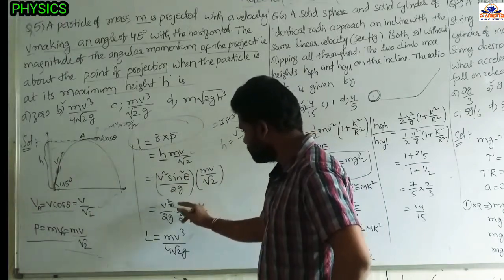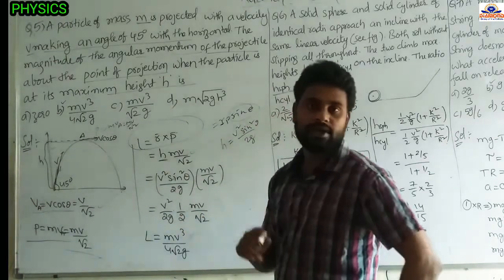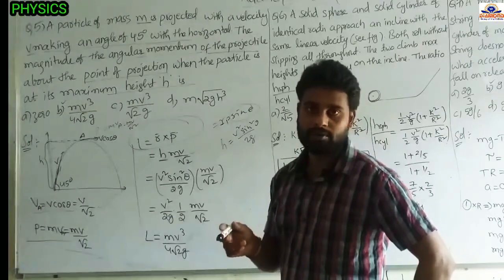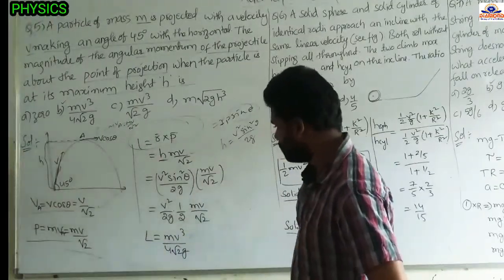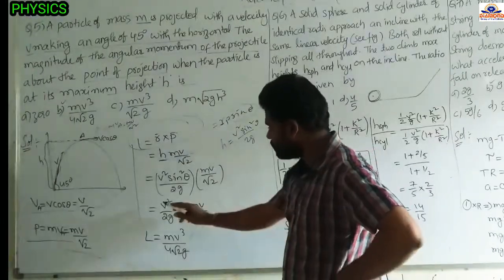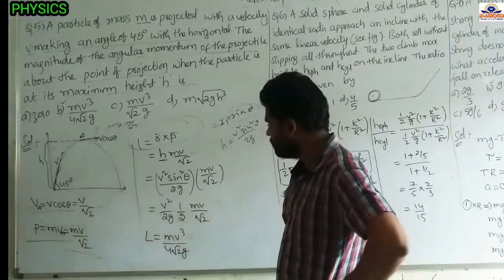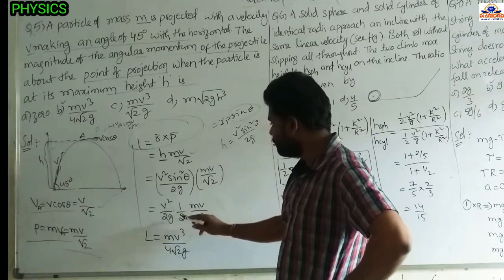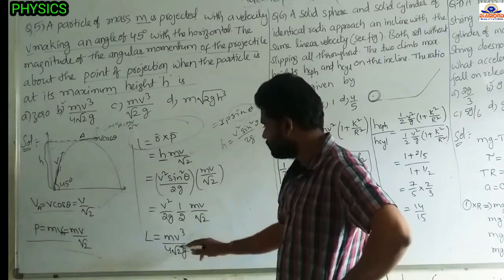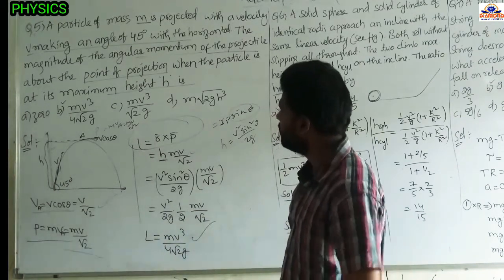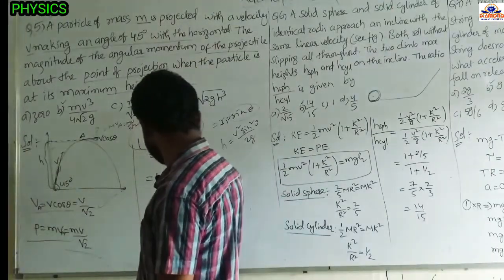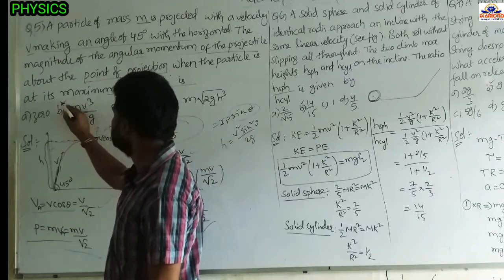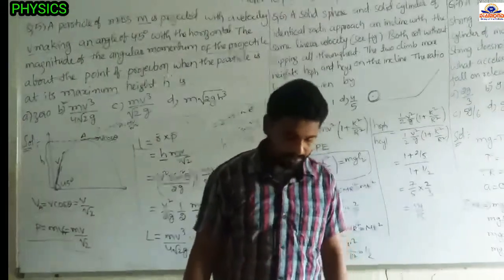So v square by 2g, sin square theta, theta value is 45 degrees, sin 45 is 1 by root 2, and 1 by root 2 whole square is 1 by 2. So 1 by 2 into mv by root 2. Next, v square into mv is mv cube, and in the denominator 2 into 2, 4 root 2 into g. This is the angular momentum. So the angular momentum with respect to the point of projection is mv cube by 4 root 2 g. B is the right option.